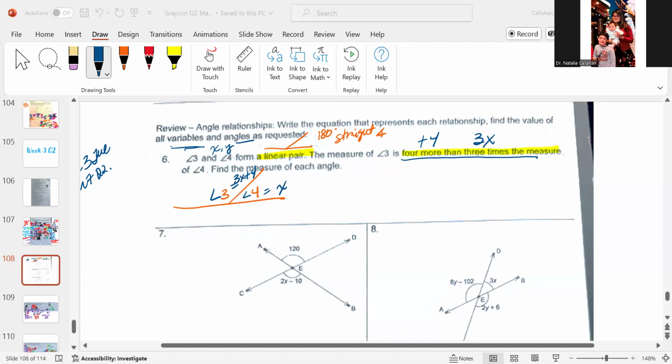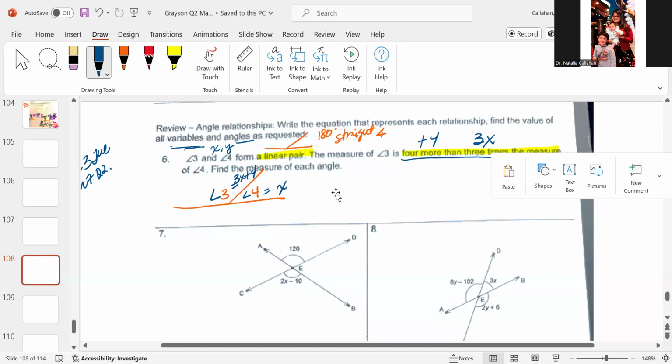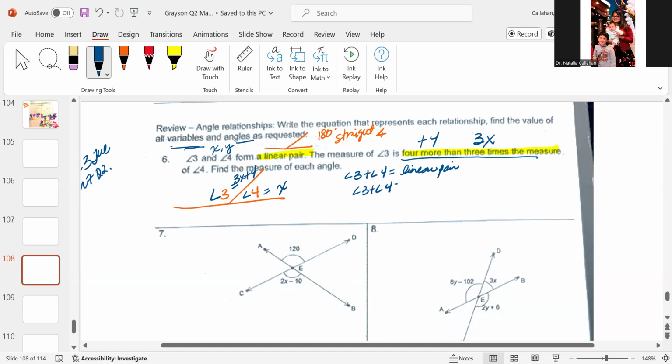There you go. Okay. So I'm going to give you a moment to catch up with us. Or hold on a second. You know angle 3 plus angle 4 is a linear pair, correct? So angle 3 plus angle 4, what's the definition of a linear pair? It adds up to what? Good. Well, what's angle 3? What's angle 4? Okay.